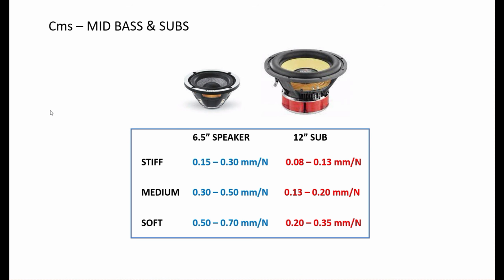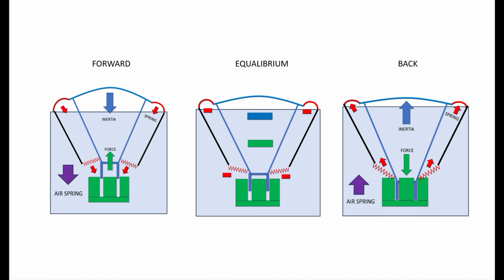And the same applies for your subs. If you're going to put the sub in a box and you're looking for SPL, then you probably want something that's less than 0.13. If you're going more for, I guess, SQ and deeper bass, then you want a sub that is in free air, and you're looking at a CMS of 0.2 or greater. But these are just guides, just examples, right?